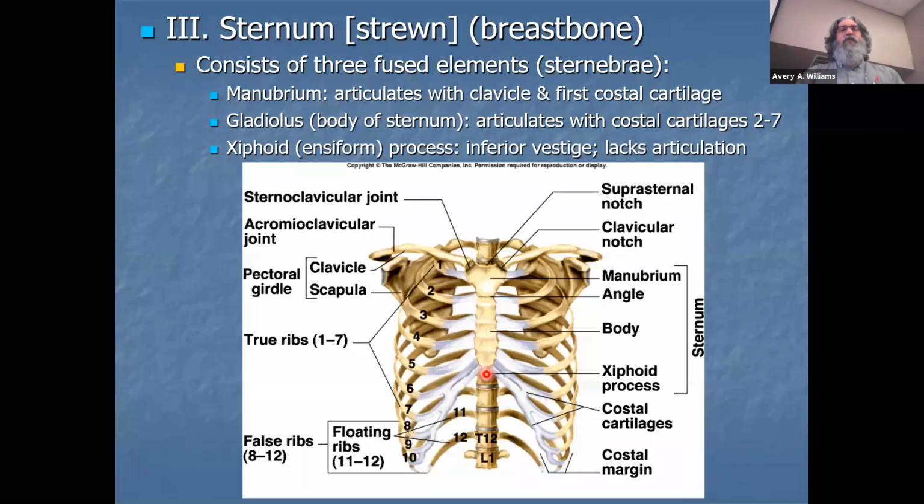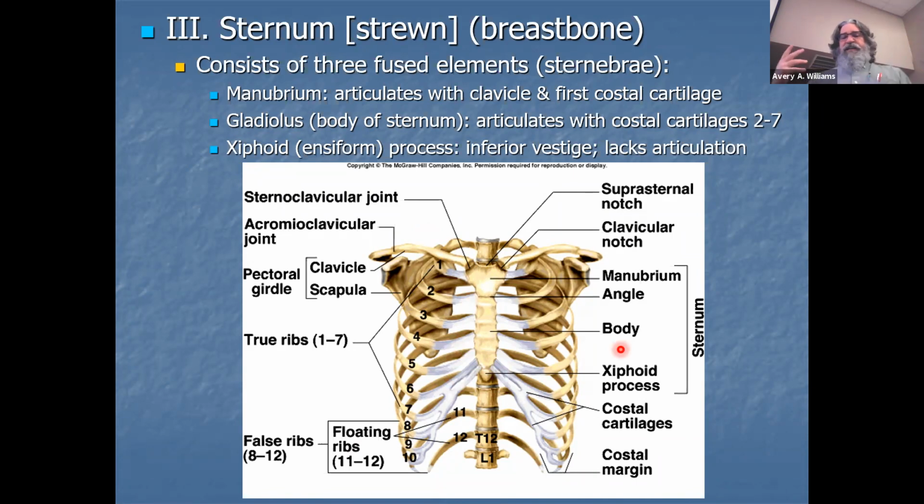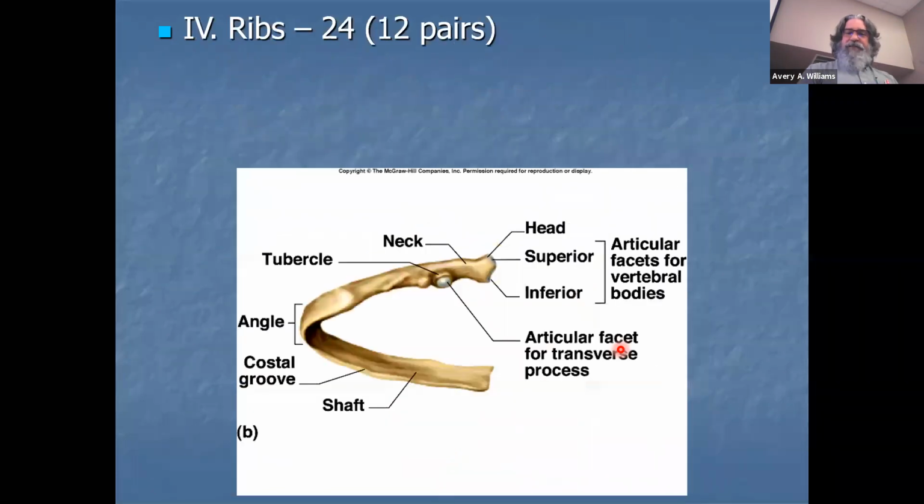This is another way you can age a skeleton, by how bony the xiphoid process is. You can see it right there. But in the human skeleton it's just considered a vestigial structure. So there it is. There's your sternum.